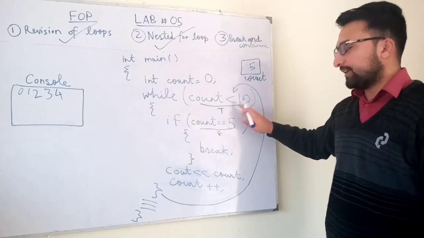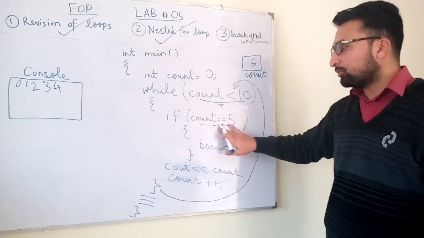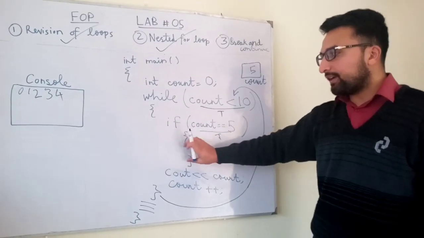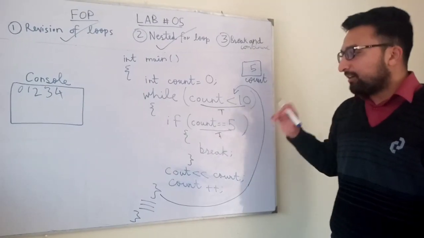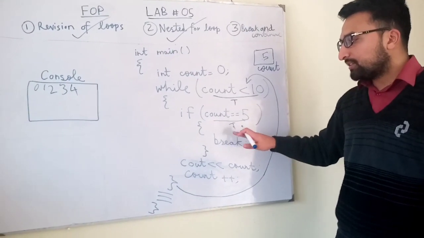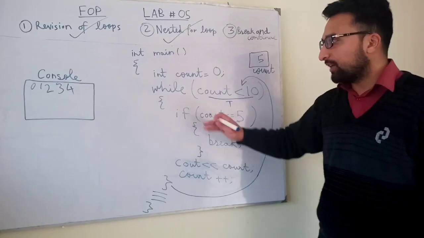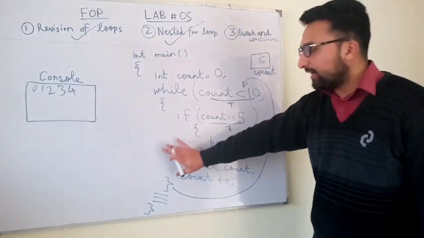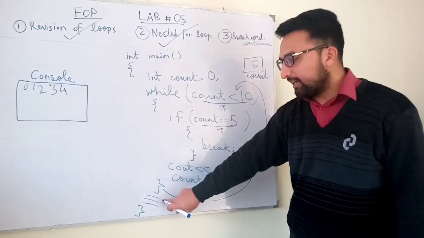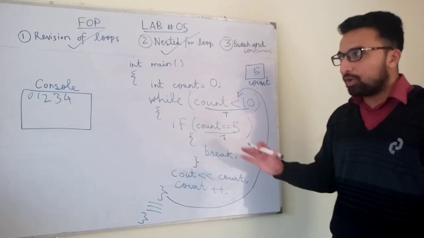5 is less than 10. That is a true statement. It will come inside. Now the count is equal to 5. This statement also becomes true. So anything written inside the if brackets gets executed. And what is written inside the if brackets is a break statement. And as soon as the break statement is encountered, we come out of the loop in which we were. We were in the while loop. So as soon as the break statement is encountered, we come outside the while loop and execute whatever is written here. So the while loop will not run anymore.